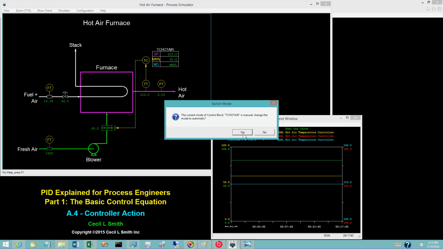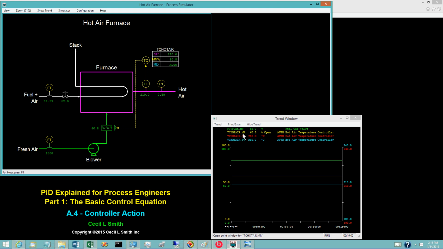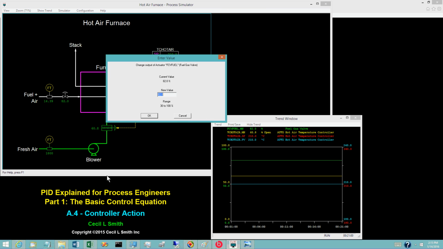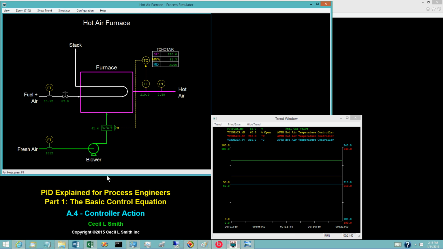Switch the controller to auto. Increase the fuel flow by increasing the fuel valve opening to 87%. The hot air temperature initially increases, but the controller responds appropriately by opening the fresh air damper.